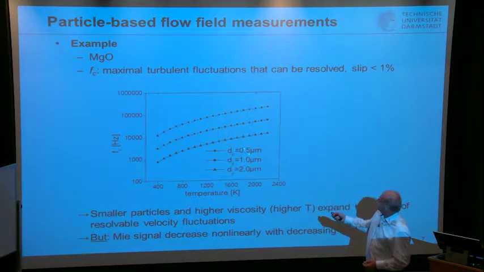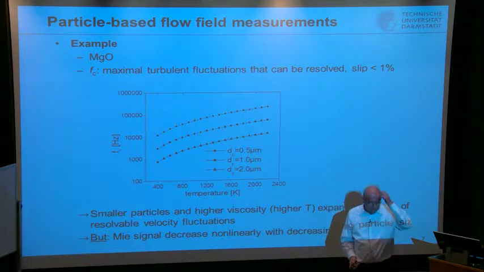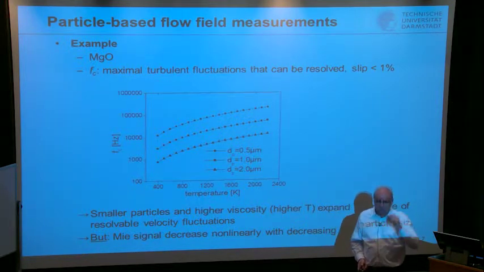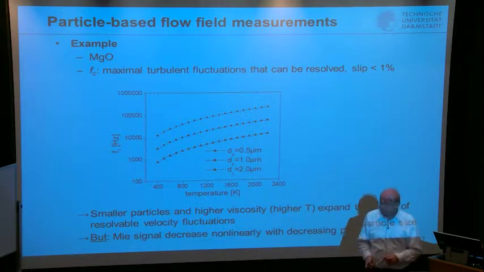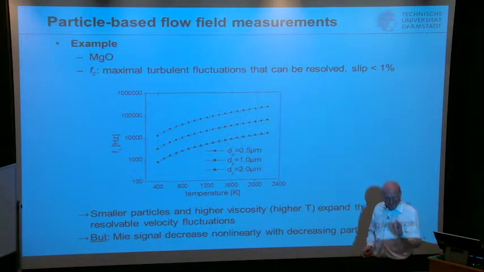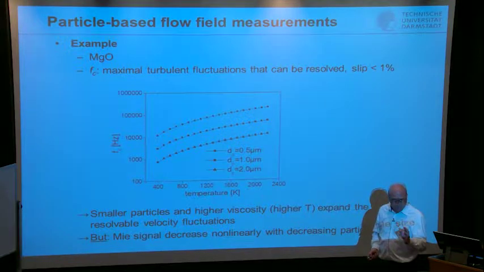If you go to smaller particles, okay, it's getting better. It's maybe around 10 kilohertz. But compare that to hot wire anemometry, which goes up another order of magnitude. You have low pass filter characteristics, and that has to be kept in mind.